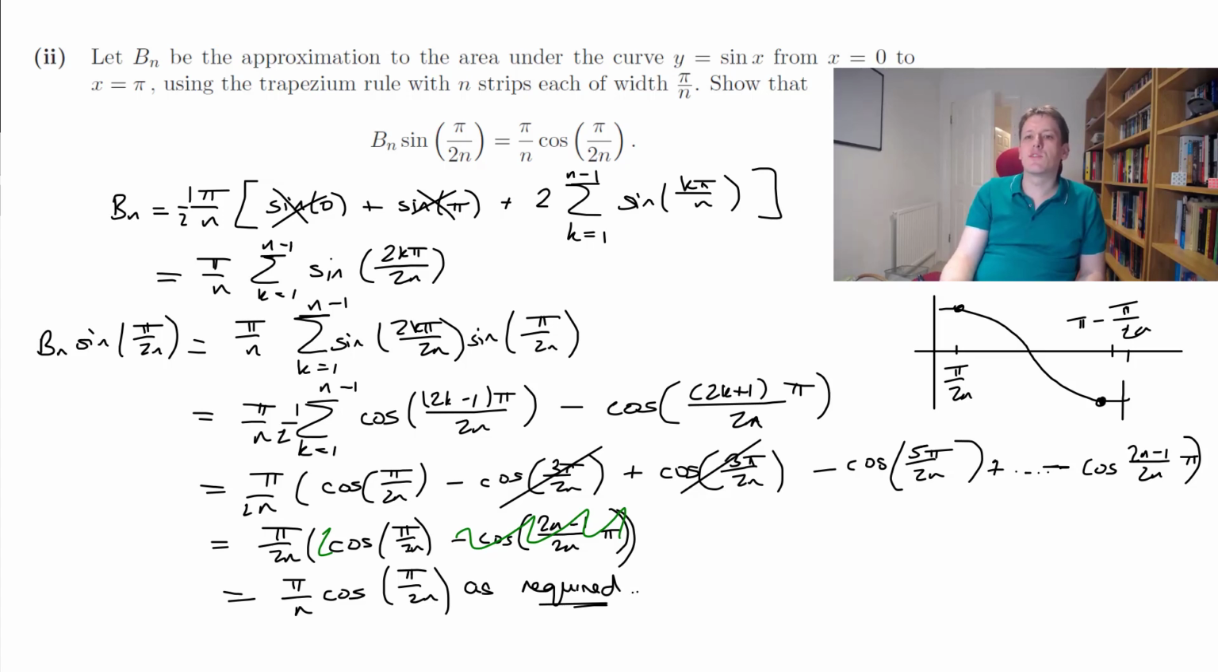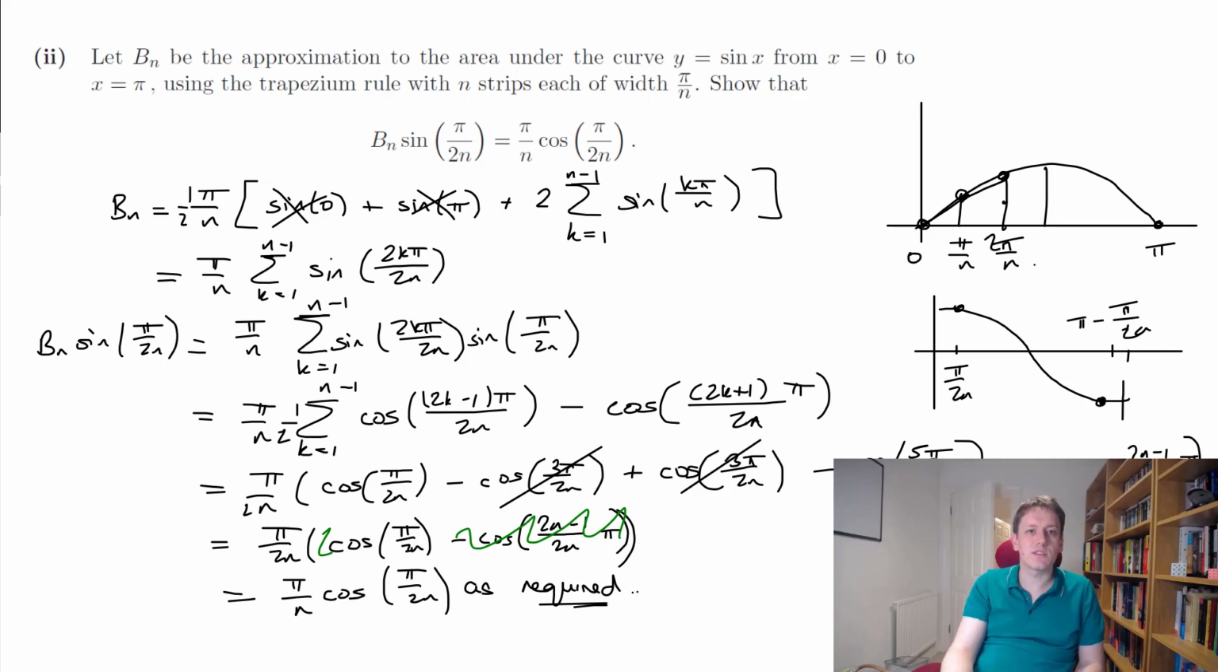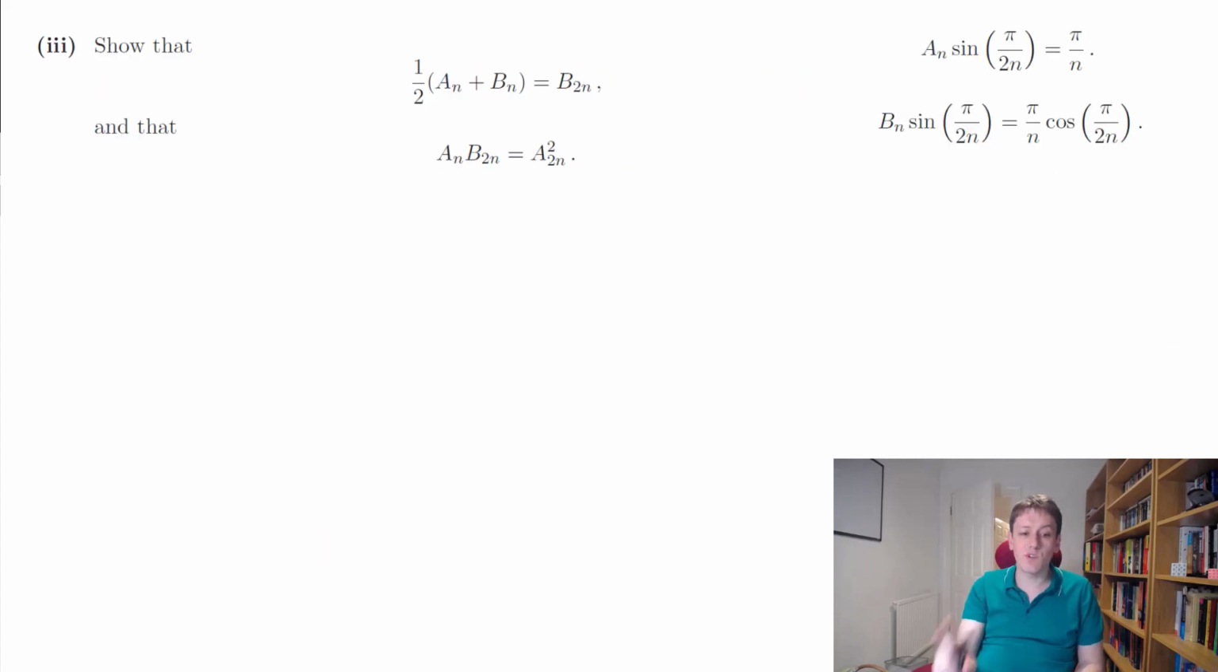So this is a little bit more involved than some of the other questions perhaps. I mean, all the step questions are a little tricky. But we've still got a third part to do, and it says show that these two statements are true. So I've got a half (an plus bn) equals b2n, and also this second one here, an b2n is a2n squared, and I've put here in the top right a reminder of the expressions that we've derived for an and for bn.